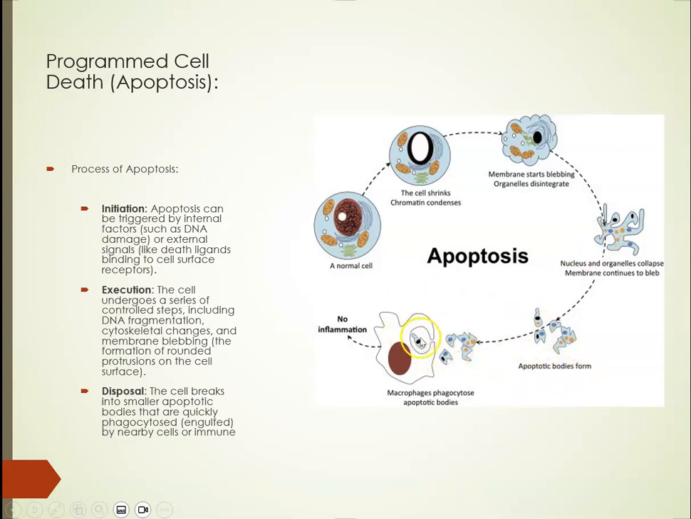Now, how does it get rid of them? There is no inflammation taking place. No other cells around it have been damaged. Just this one cell that has something wrong with it is going into destruction. The remaining bodies are removed by what we call macrophages, through phagocytosis. All right, and that's how those blebs are removed from the area.